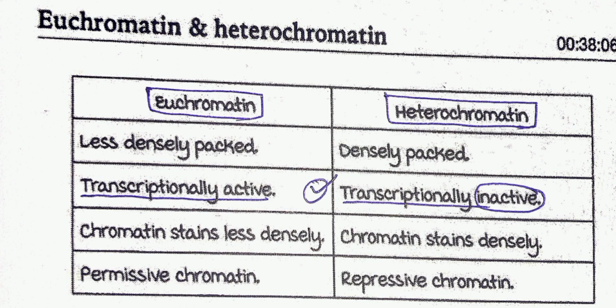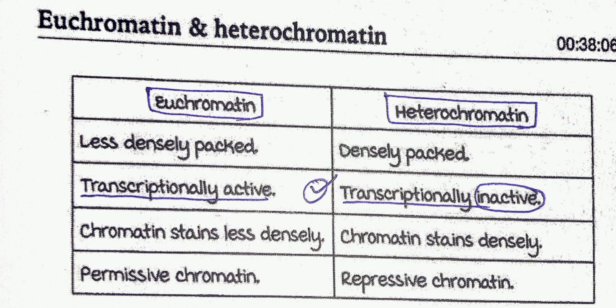Because of that tightness and density, their transcription capacity is affected. Euchromatin is less densely packed, so the transcription is more active. Heterochromatin is more tightly packed, so its transcription activity, its transcription capacity, is very low. They are transcriptionally inactive, transcriptionally silent.